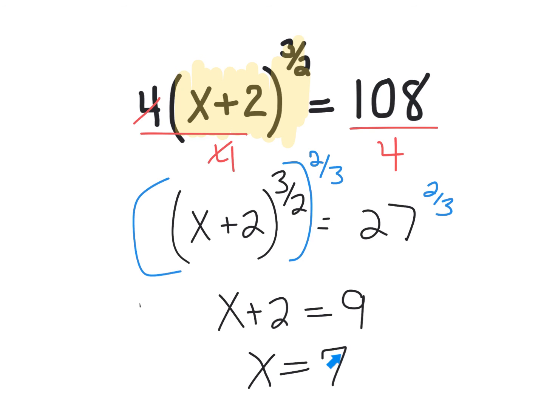Lastly, always a good idea to check for extraneous solutions. If you plug in 7 plus 2 is 9. Square root of that, or to the 3/2 power, which would be the square root, would be 3. Cube it, that's 27, and times 4 is 108. So we're in good shape.